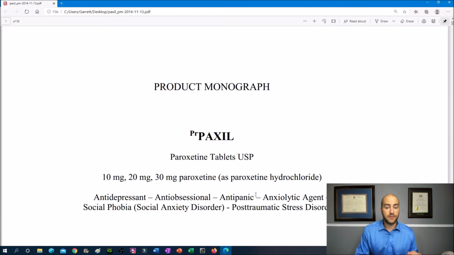All right, so here we have the product monograph for Paxil. The generic name would be Paroxetine tablets. You can see that the tablets here are available as a 10 milligram, a 20 milligram, as well as a 30 milligram tablet. And these would be paroxetine hydrochloride as the salt. It says here that it's an antidepressant, anti-obsessional, anti-panic, and an anxiolytic agent, which would be anti-anxiety. It can treat social phobia or social anxiety disorder, as well as post-traumatic stress disorder.